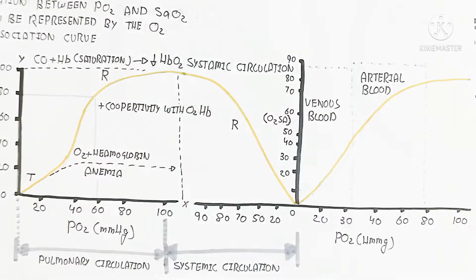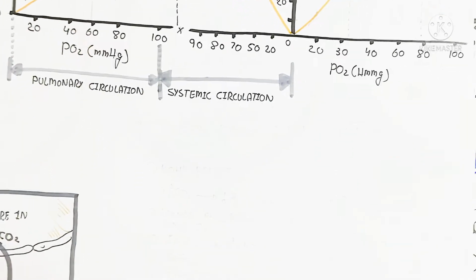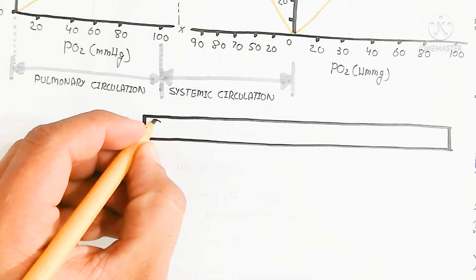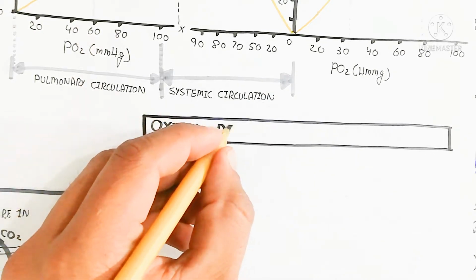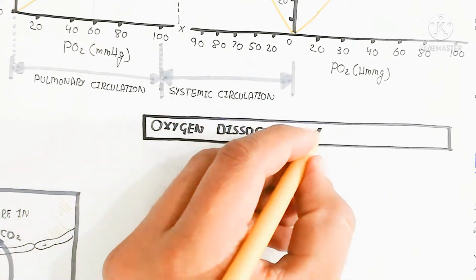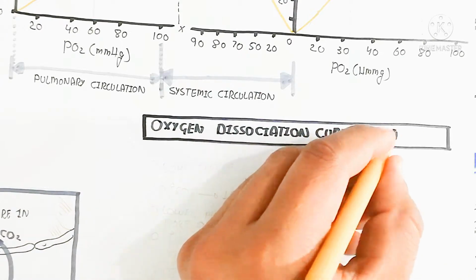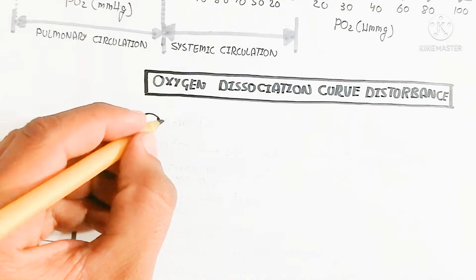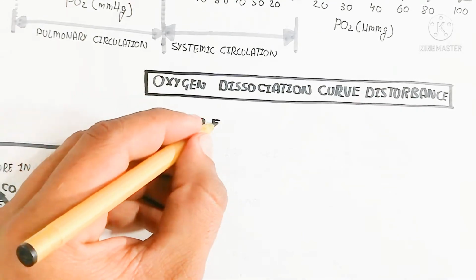So the more partial pressure means the dissociation will be more, while the venous dissociation will be more, but the arterial blood partial pressure will be increased, and the affinity with the hemoglobin will be decreased. So in this way you can understand the dissociation curve. But here we will understand the oxygen dissociation curve disturbance.